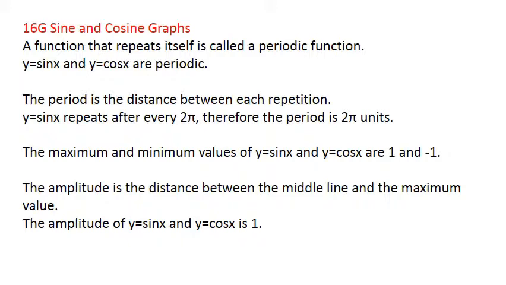The maximum and minimum values of y equals sine x and y equals cosine x are 1 and -1. So they oscillate between y equals 1 and y equals -1, going up and down. And the amplitude is the distance between the horizontal middle line of the graph and the maximum. So in both those graphs, it's 1. We'll see that in a second.